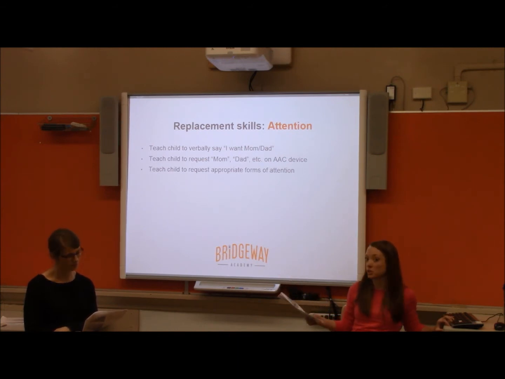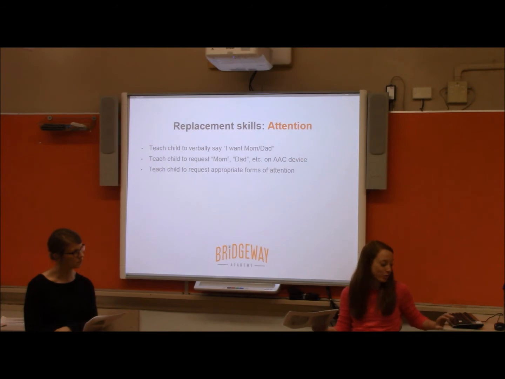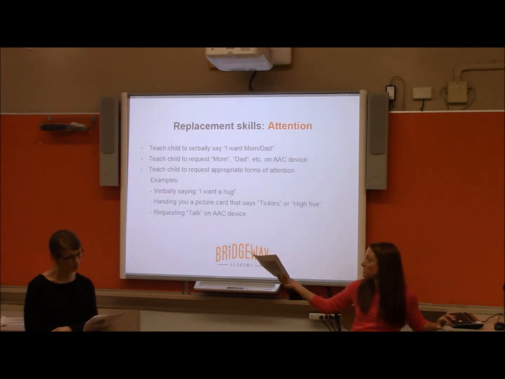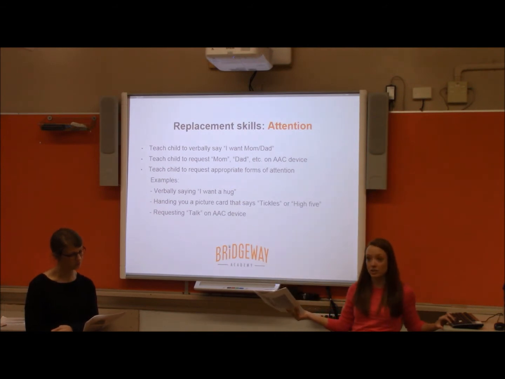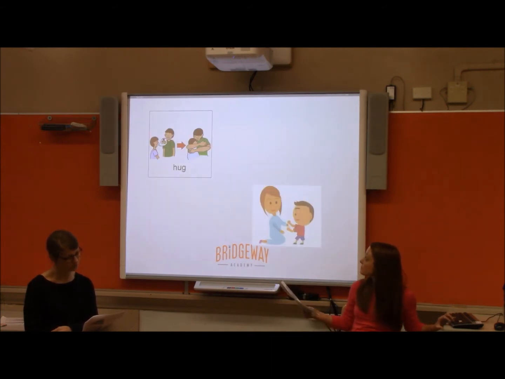So some examples include, let's say the child just runs up and bear hugs without any indication. Not totally inappropriate, but not as appropriate as it could be, right? So you might want to shape that behavior by teaching them to verbally say, I want a hug. Or handing you a picture that says tickles or high five, so specifying what kind of attention they want so that it's clear to their communication partner. Or also requesting chalk on the AAC device. So these are just some examples. That might be what a visual cue looks like for a hug.